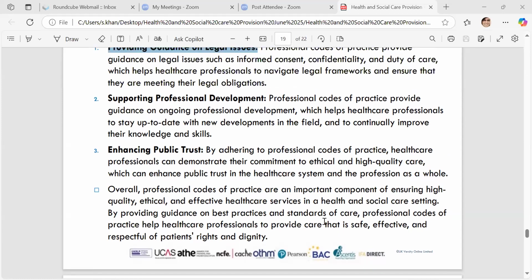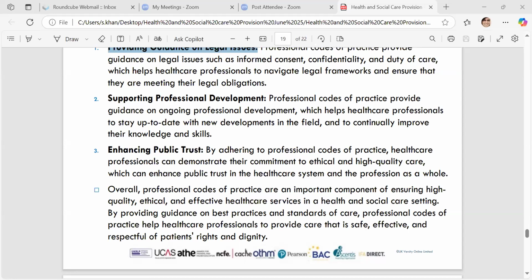Enhancing public trust. By adhering to any codes of practice, you're demonstrating ethical, high quality care, and you need to make sure that you are enhancing that public trust. Why is it important to enhance public trust? Why do you think it's so important to make sure that the public have faith, and to promote this public trust and confidence in the sector? You need to make sure that you are promoting public trust and maintaining professional relations, and making sure that you are providing a high quality service all the time.